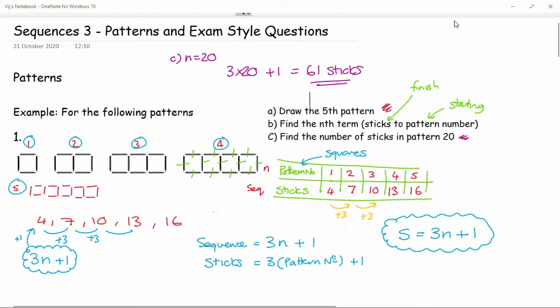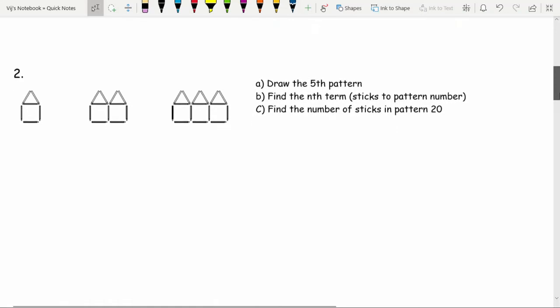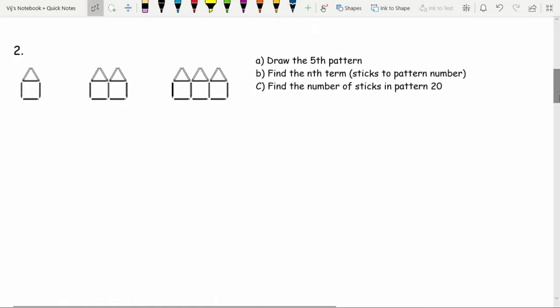So let's have a look at another pattern. Here again we're asked to draw the 5th pattern, find the nth term, or the formula that links pattern number to sticks, and find the number of sticks in pattern number 20. In this one we don't have pattern number 4, so I'm going to have to assume what that is. But using my common sense, I can see that the pattern number refers to how many squares and how many triangles there are. So if I'm drawing pattern number 5, there's going to be 5 squares, and also 5 triangles.